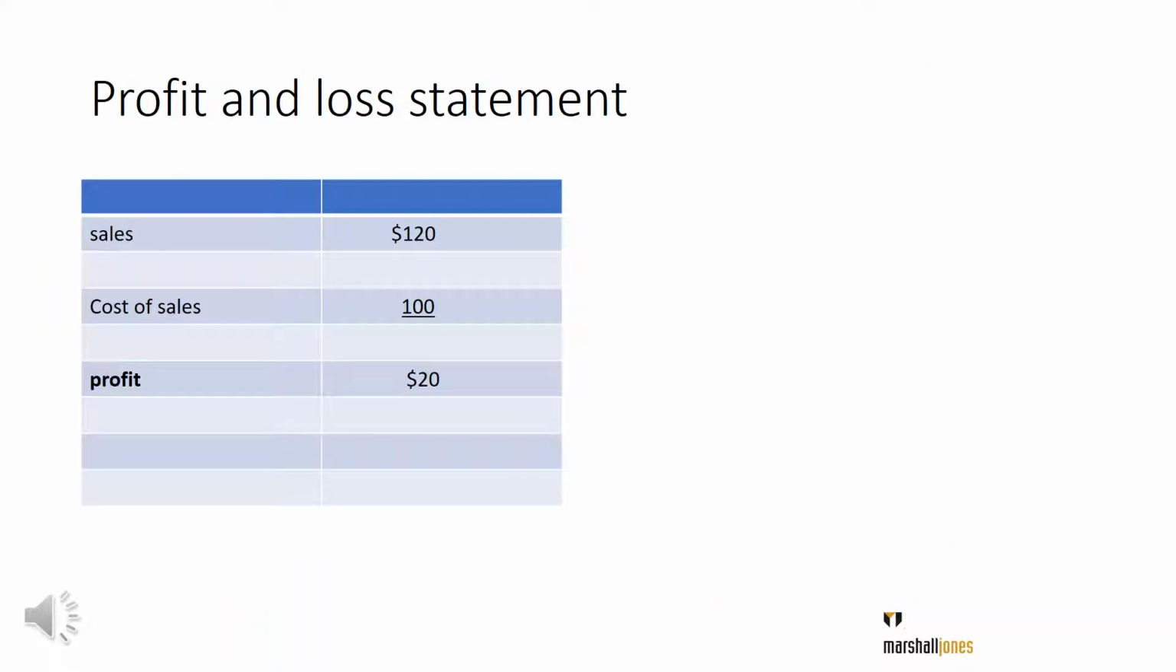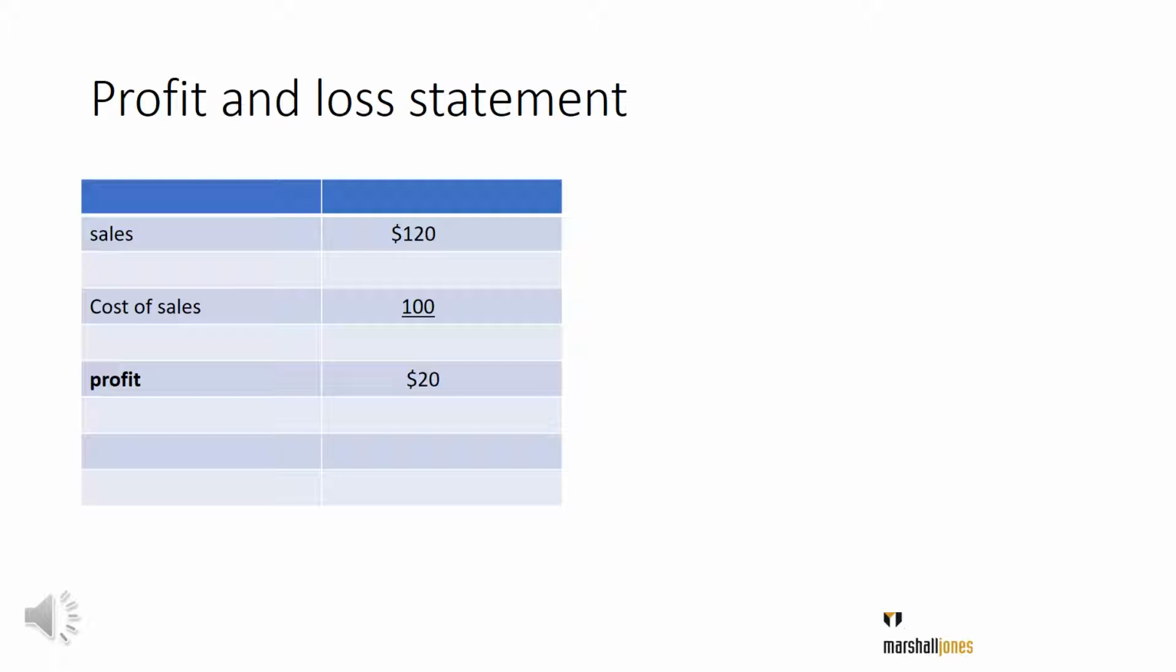Finally, we see the second of the two most common financial statements, and that is a profit and loss statement. And this shows the components of that $20 that went into profit, the sales of the cans at $120. The cost of sales is the 20 cans, $5 a piece times 20 equals $100.